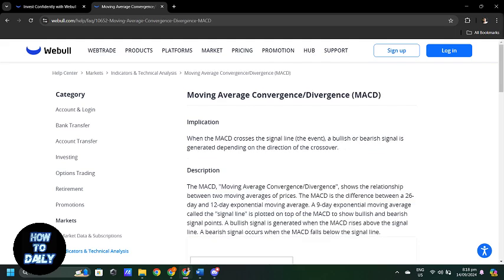The MACD indicator shows momentum. If the MACD line crosses below the signal line, that is another sell indicator you can use to confirm your decision. And that is how you read sell indicators on the WeBull application.